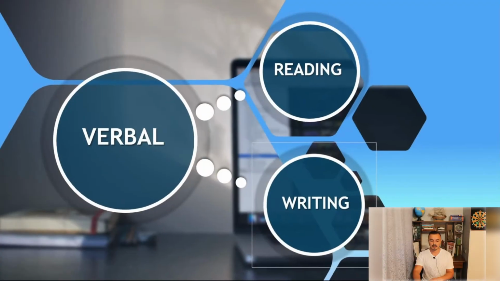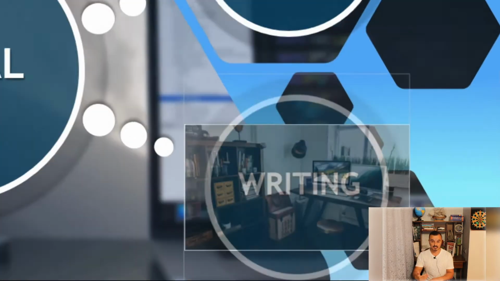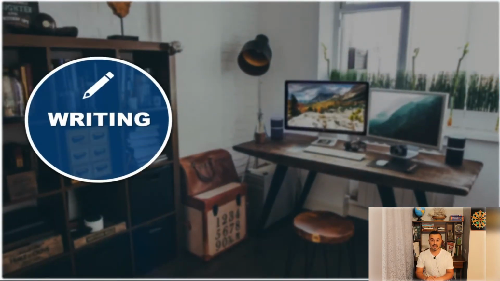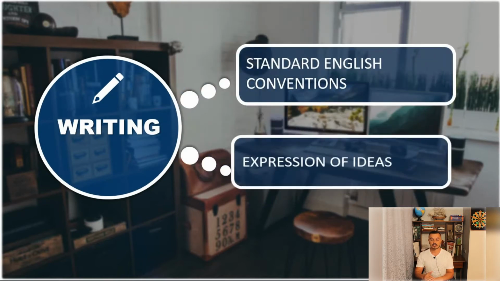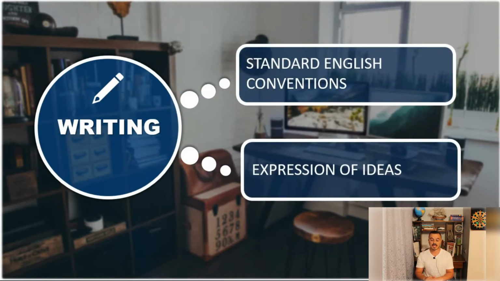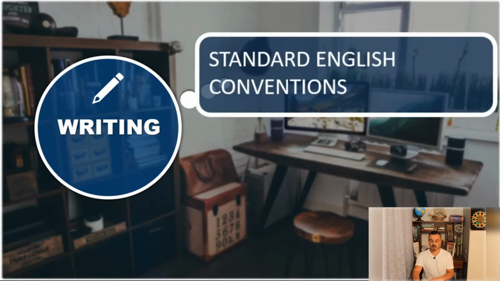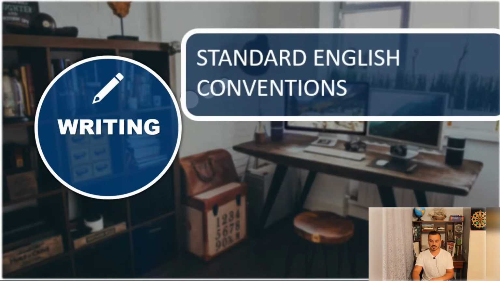Now let's start our new lesson. SAT Verbal is composed of two main parts. First is reading and the next is writing. Writing itself is composed of two main question categories. First is standard English conventions and the second one is expression of ideas. Today we're going to take a look at standard English conventions. We also call it the grammar section.